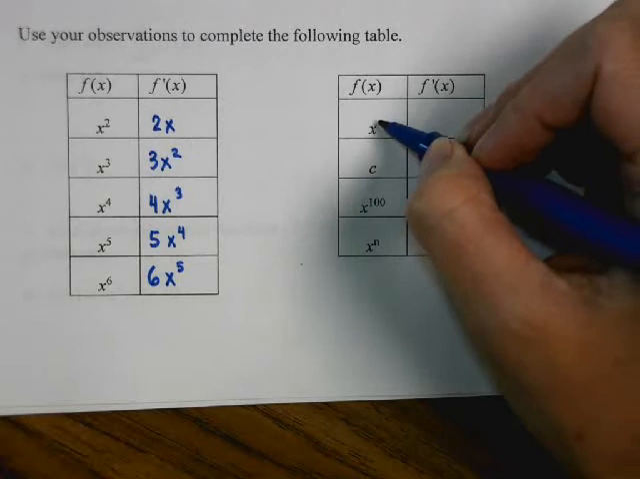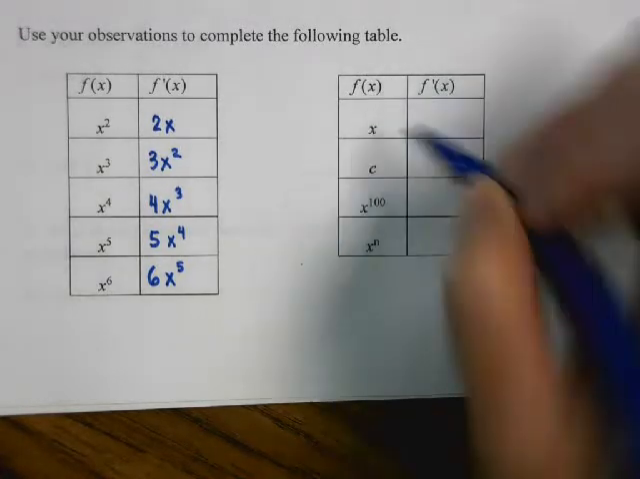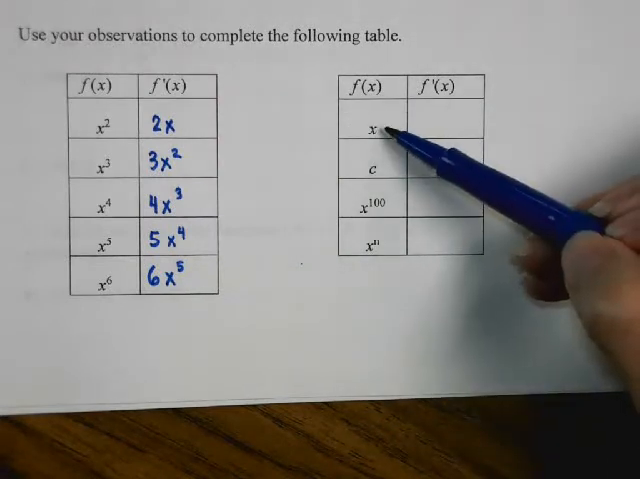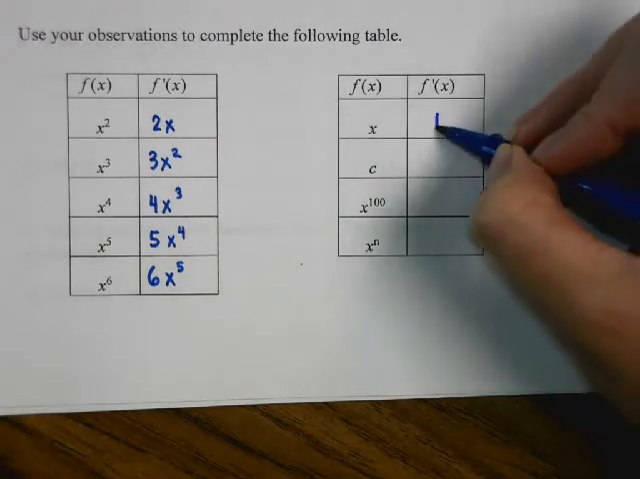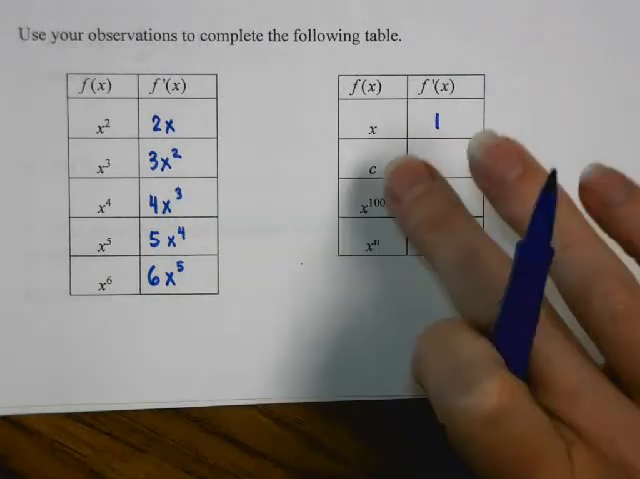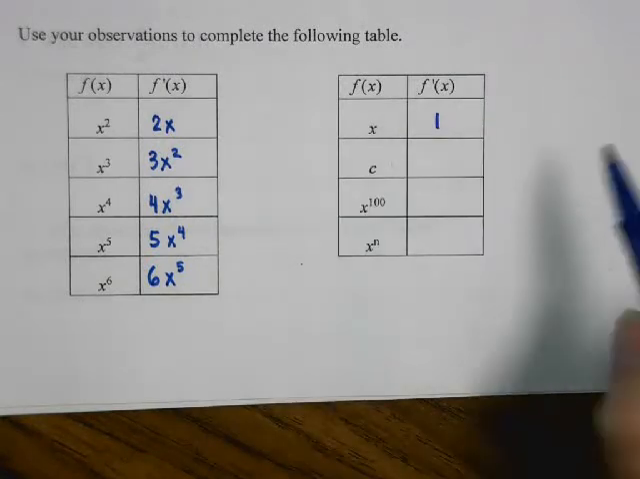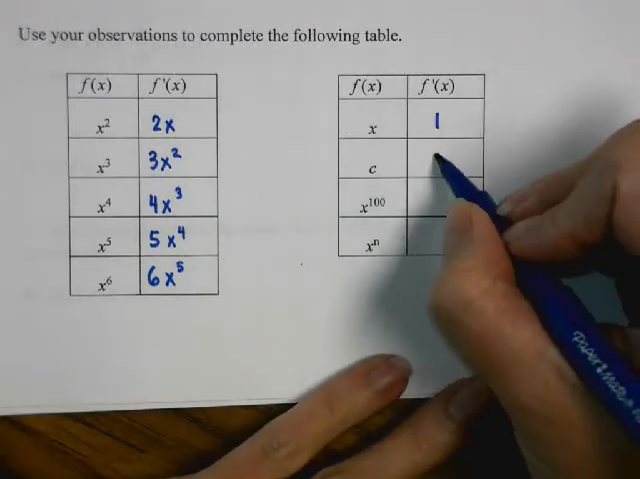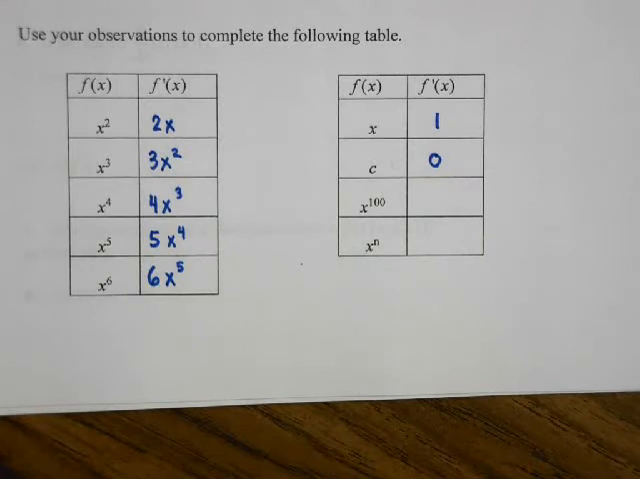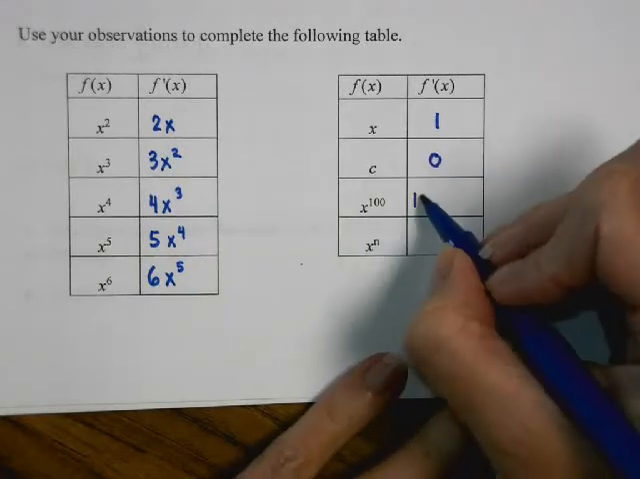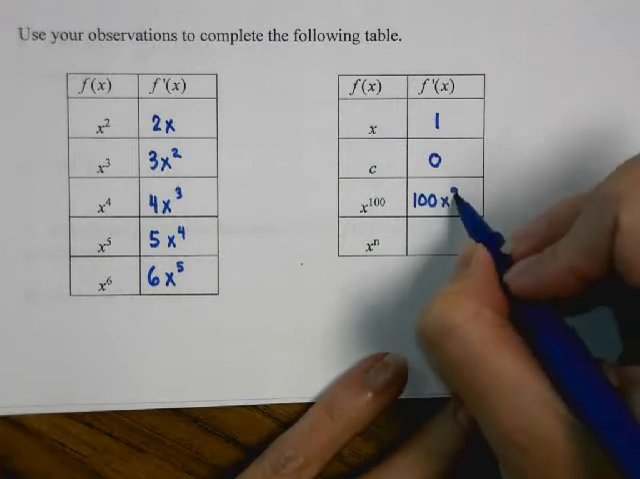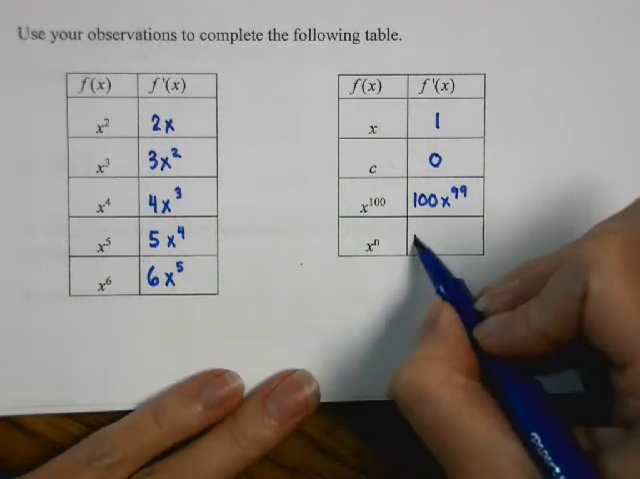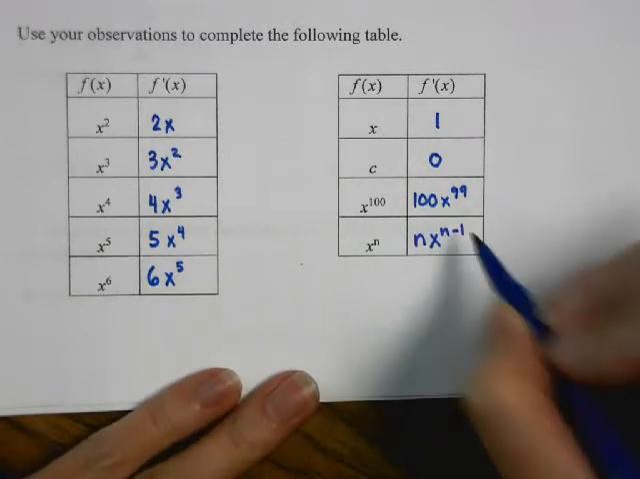X. This power would be 1, so we'd bring the 1 down, and then we'd subtract, which would be to the 0th power. Or if you just think about the line y equals x, its slope is always 1. A constant, thinking about it graphically, would be a horizontal line, so the derivative of any constant is 0. X to the 100 is going to be 100 x to the 99. X to the n then, so this is our general rule, is going to be n x to the n minus 1.